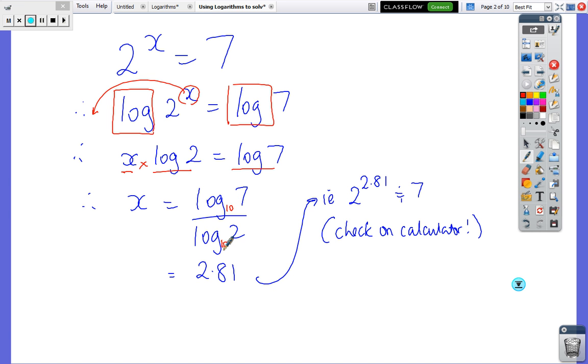So on your calculator log 7 divided by log 2 is 2.81. That means if you had 2 to the power of 2.81, you'd get about 7. You won't get exactly 7 because I've rounded, but you can check on your calculator. You've all got the x to the y button, so if you just go 2 to the power of 2.81, you'll get about 7. Okay, so that's why we use logs to solve equations. When you're ready, come to the next slide.